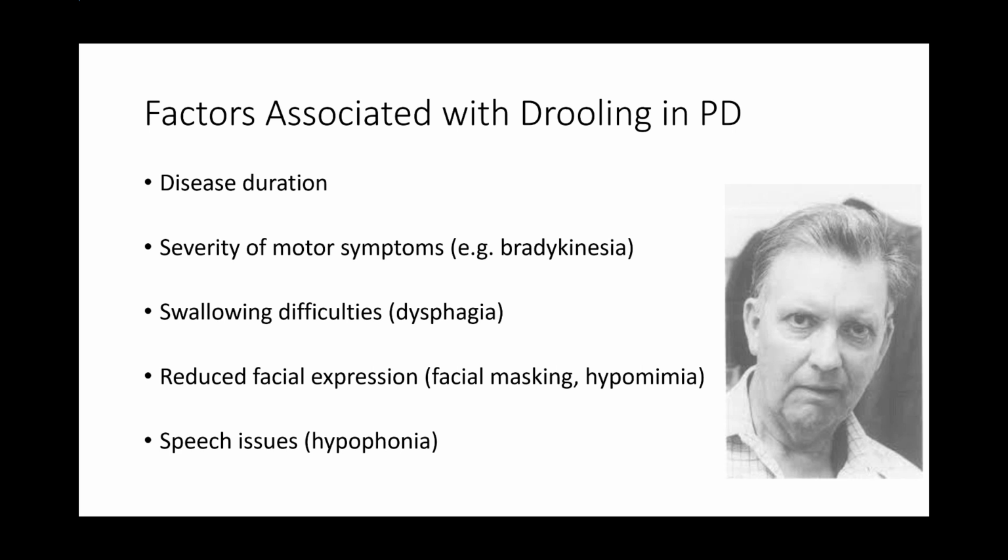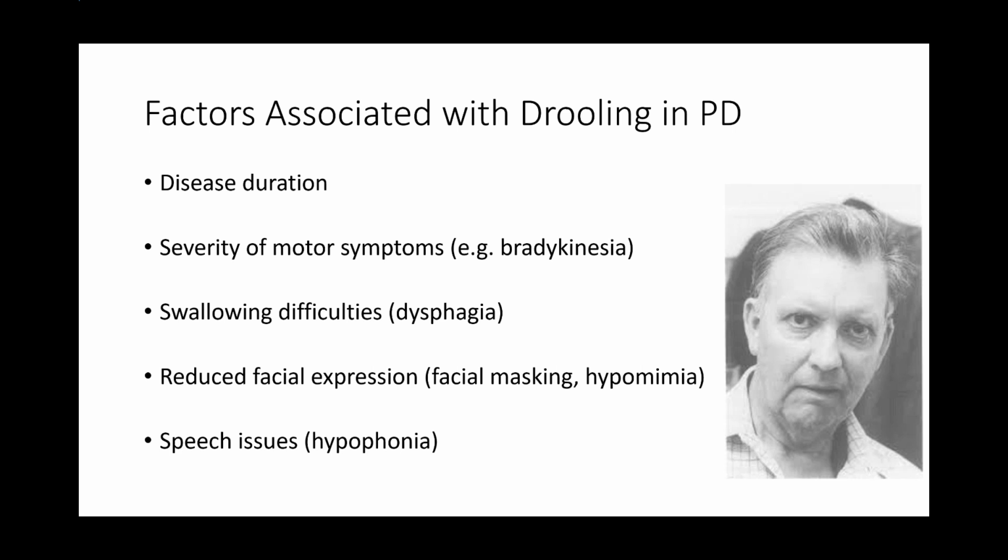There's an association between reduced facial expression and drooling. People with Parkinson's often have a reduction in their frequency of blinking. And they also have slowness and a reduction in the movement of the lower face as well. And over time, people with Parkinson's keep their mouth open more frequently. And this lack of movement seems to predispose people to having an accumulation of saliva in the mouth.